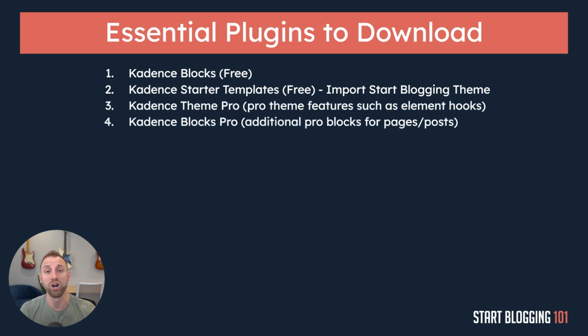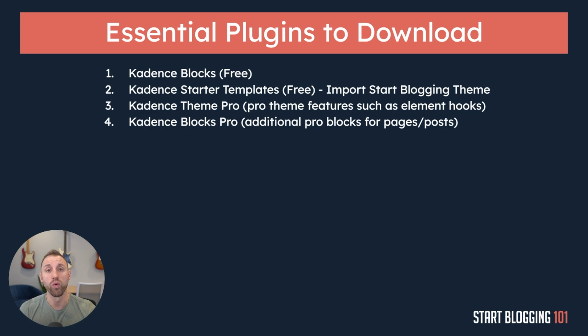Number 3 and number 4 are Kadence Theme Pro and Kadence Blocks Pro. So Kadence Theme Pro, even though it says it's a theme, it's actually a plugin that you install to give you additional pro functionality on your website. And I'm going to be showing you how to use a number of these Kadence Theme Pro features on your website throughout the videos here, with the biggest one being element hooks, which allows you to build a little content section and then hook that into your website. So for example, one of the things we'll build with element hooks will be an affiliate disclaimer that you can automatically put on all of your blog posts in just a few minutes rather than needing to manually add it yourself.